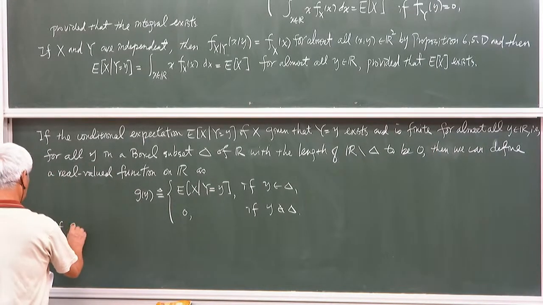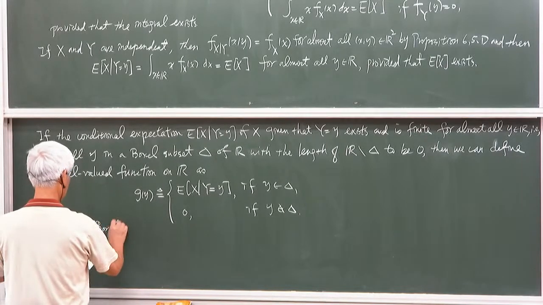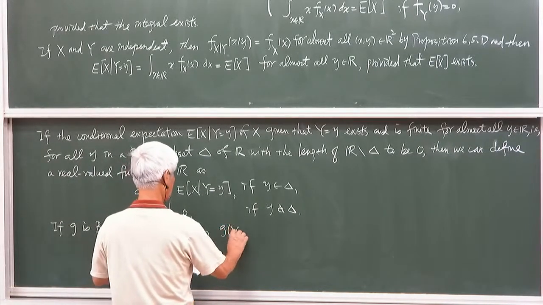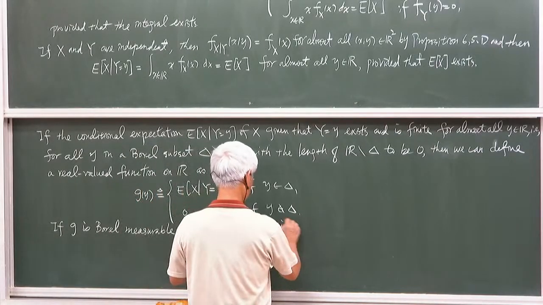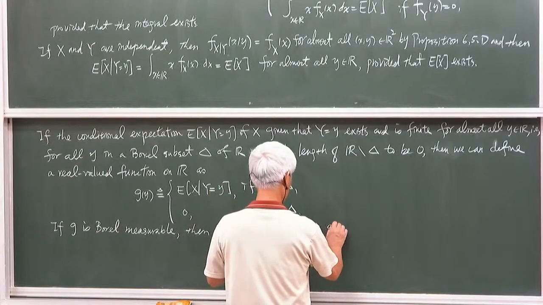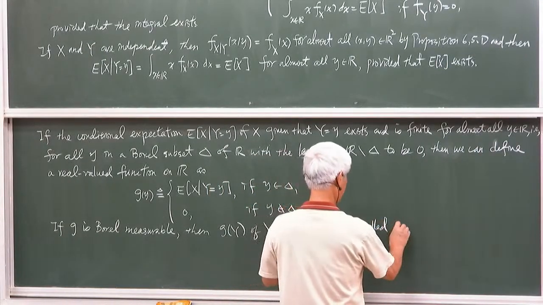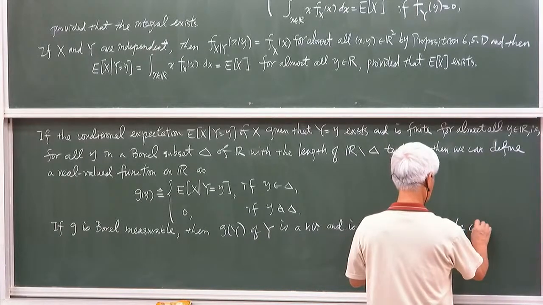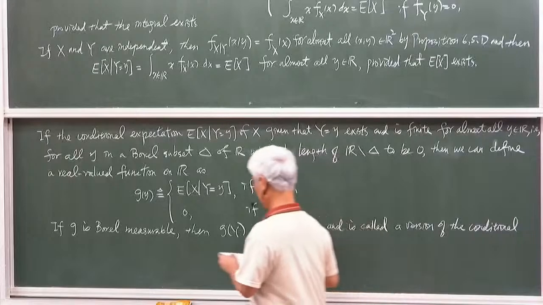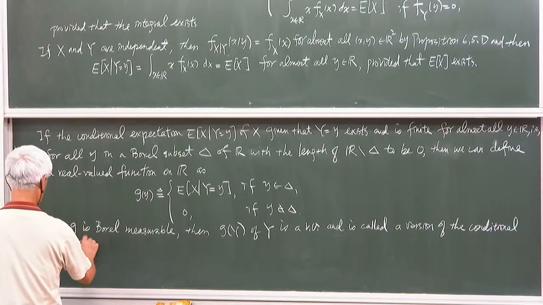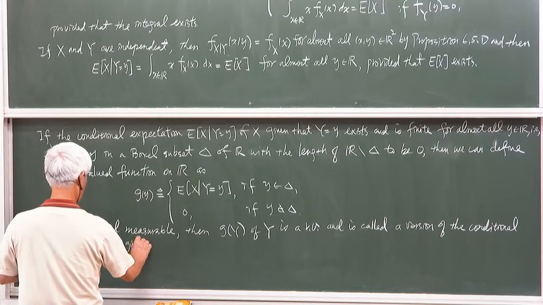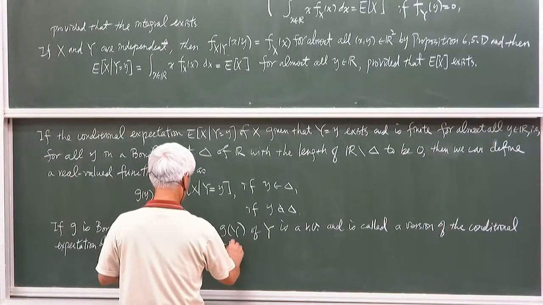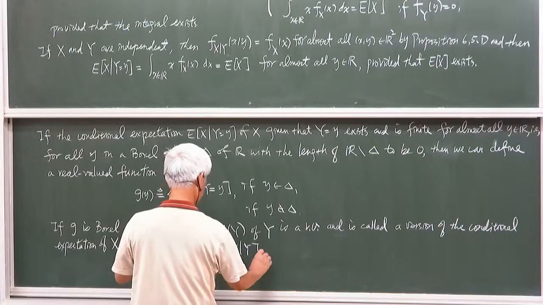Now if g is Borel measurable, then g of Y is a random variable, and it's called a version of the conditional expectation of X given random variable Y, denoted as the expectation of X given Y.